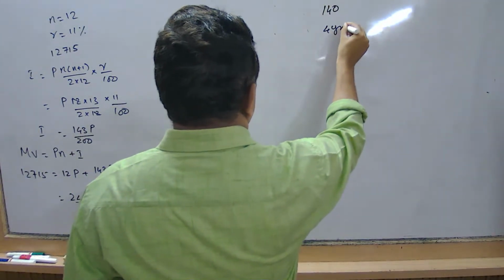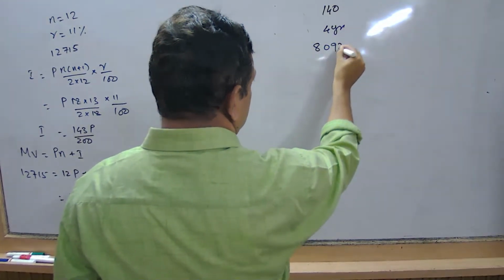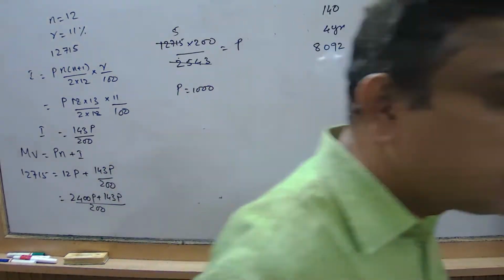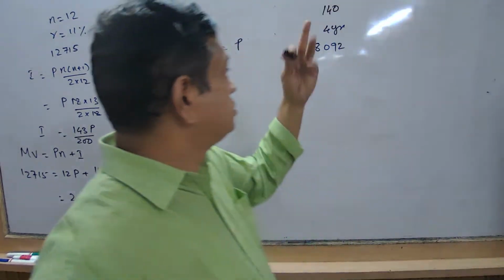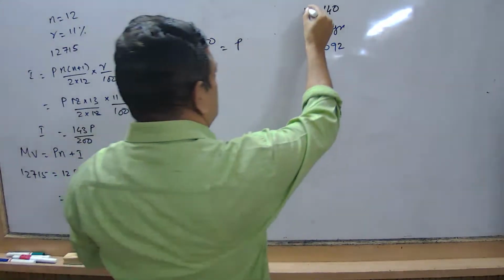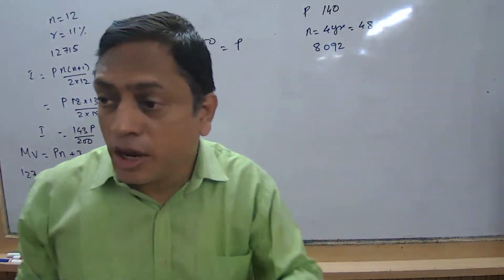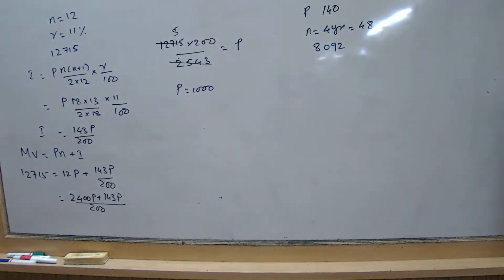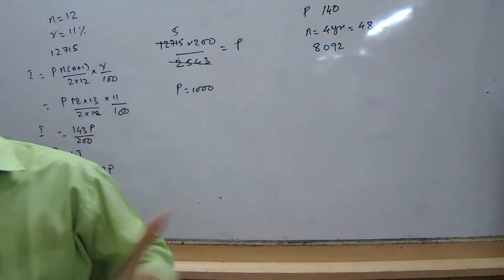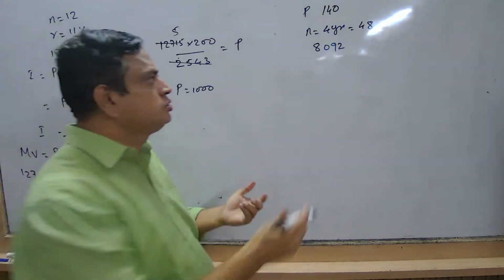140 for 4 years. If we get 8,092 on maturity, find the rate of interest. So, what is this 140? Principal. Okay, P. N is equal to 48. What is this 8092? Always read that one and identify, is it maturity value or interest? Sometimes they will give it as interest. So read the question and look once again. Is it maturity value? So then MV.